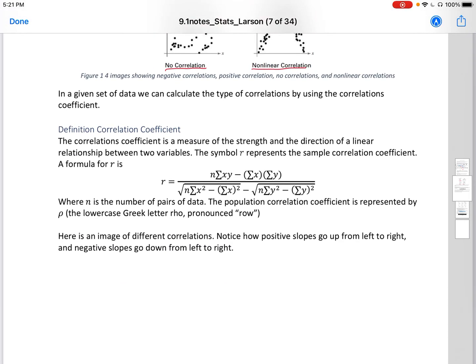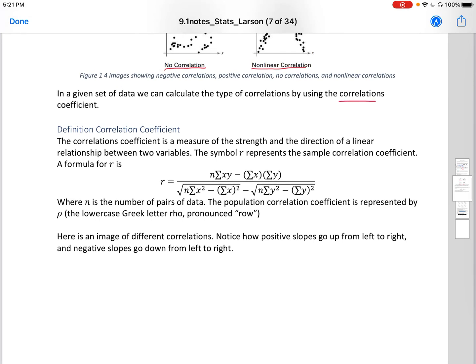In a given set of data, we can calculate the type of correlation by using the correlation coefficient. Definition of the correlation coefficient: the correlation coefficient is a measure of the strength and the direction of a linear relationship between two variables. The symbol R represents the sample correlation coefficient. The formula for R is, and don't use it.